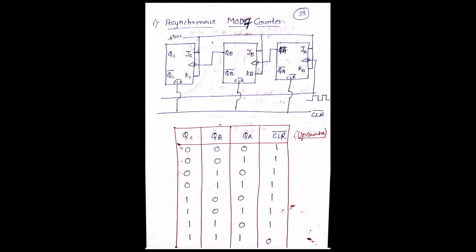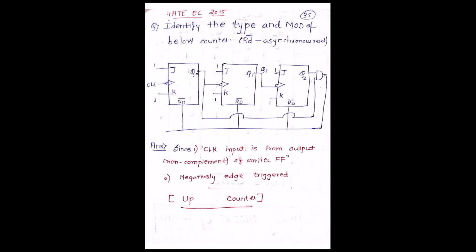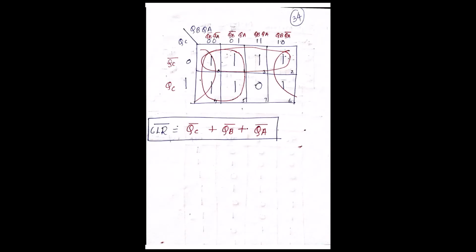So today we'll be learning the next concept, that is the asynchronous mod 7 counter. We are going to solve a numerical that was asked in the GATE examination.